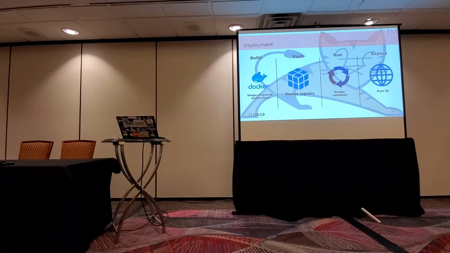So how do you do a deployment in the cloud? Basically, you will have to build a Docker image. You have to push this Docker image to a registry, and you run a Docker container, and then you will have to expose your application. Basically, you expose it on port 80 of the cloud, and the cloud is going to do all the routing for you.